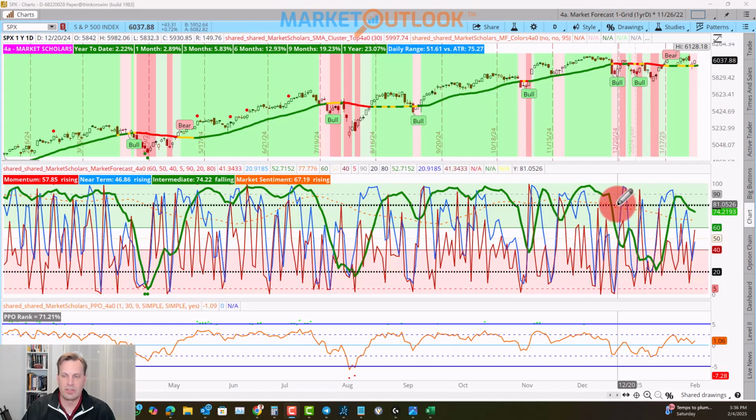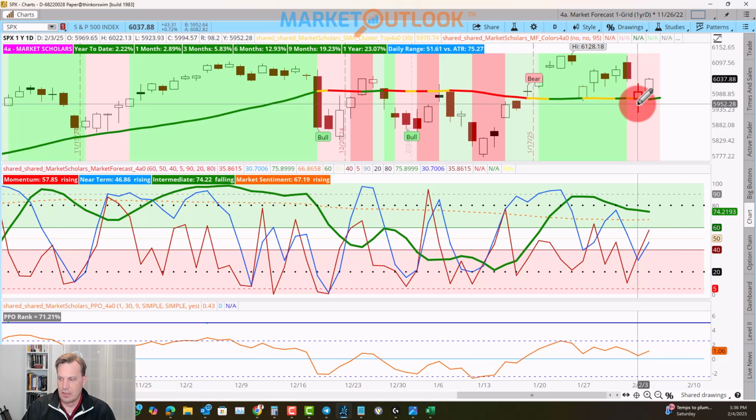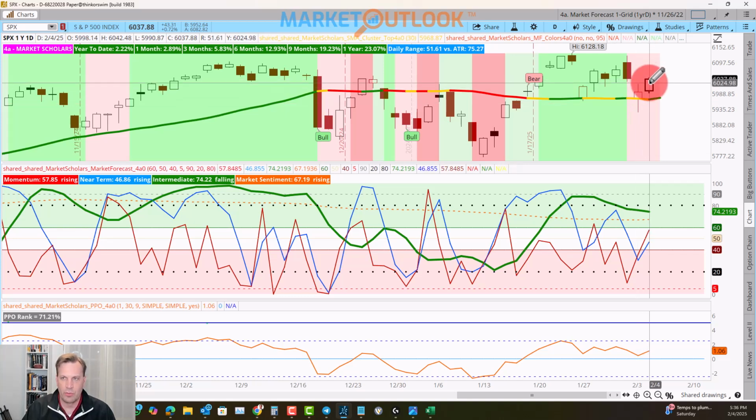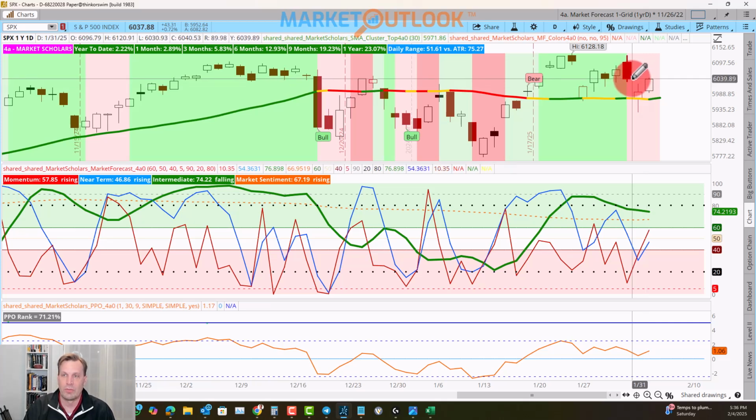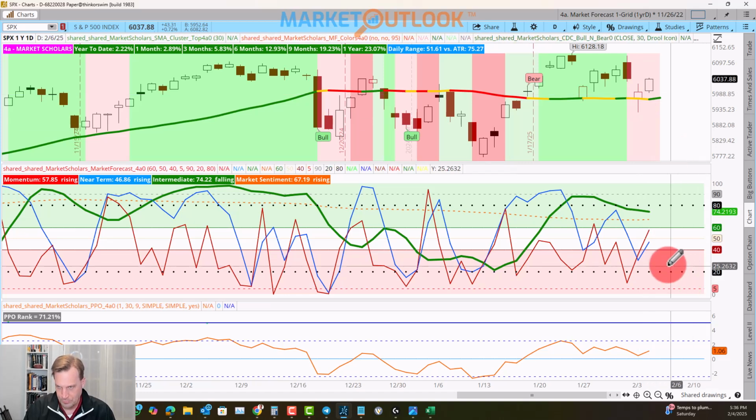All right, let's go ahead and get started and take a look at the S&P 500 with the market forecast indicators. You can see the nice little rally we had today, up 0.75%, closing above yesterday's high point, pretty much finishing filling in the gap that we had on Monday morning.